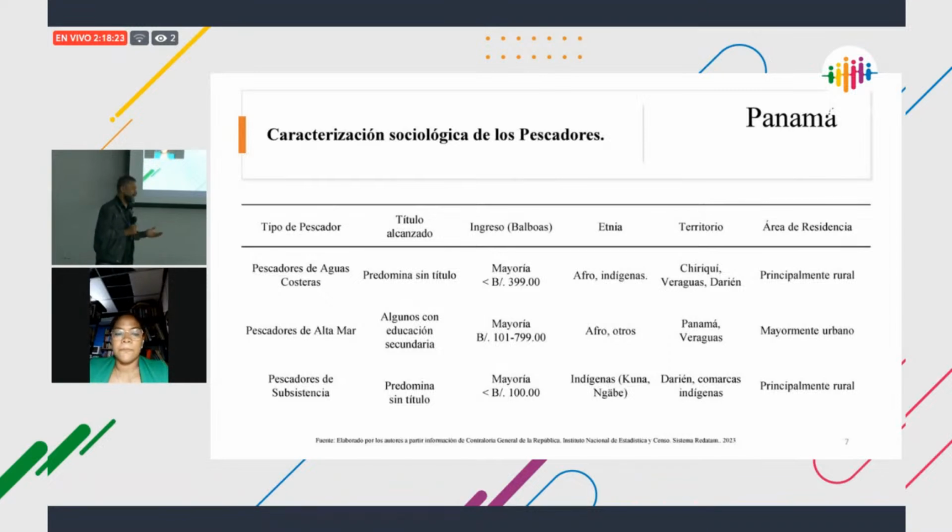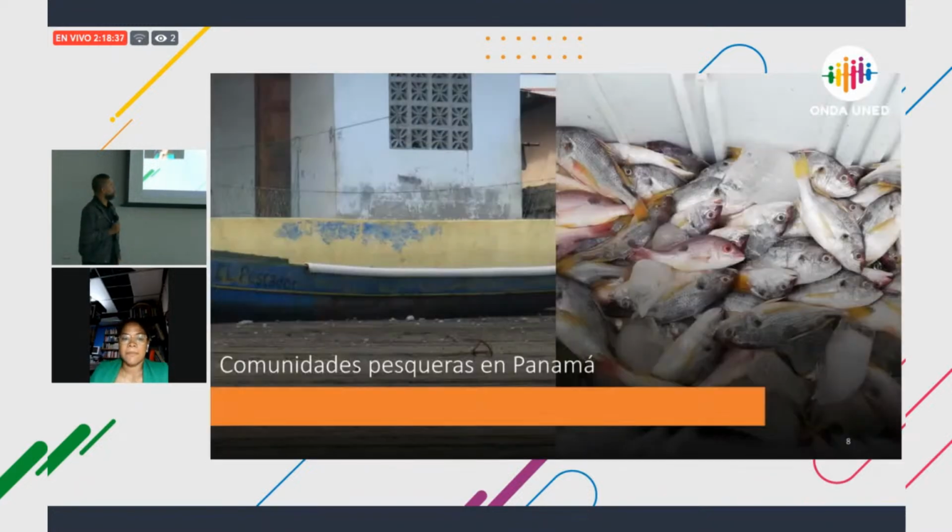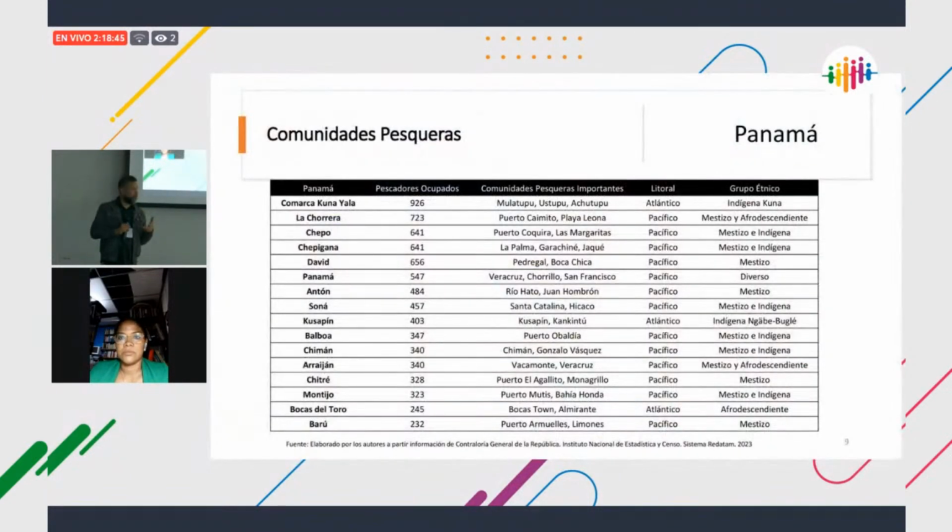So these are by educational level and by income. Let's imagine they don't even get to the minimum wage in the case of Panama. And evidently, there's a combination of Afro-indigenous people, mainly rural citizens. Communities, we also started identifying fishing communities, the majority of them in the Pacific coast. Guna Yala in the Atlantic is the one that has the most fishers, mostly for survival. But Bocas del Toro is precisely for the Pacific coast.